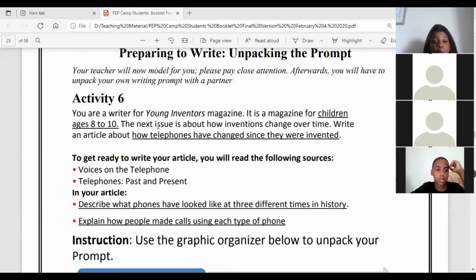So we're looking for the purpose, why we're writing the article. Let's read once more. It says, you are the writer for the Young Inventors magazine. It is a magazine for children ages 8 to 10. The next issue is about how inventions change over time. Write an article about how telephones have changed since they were invented.